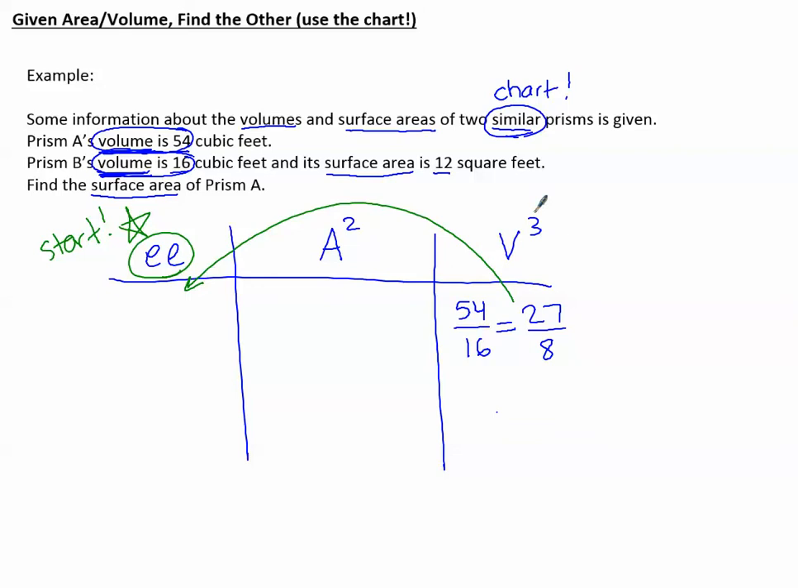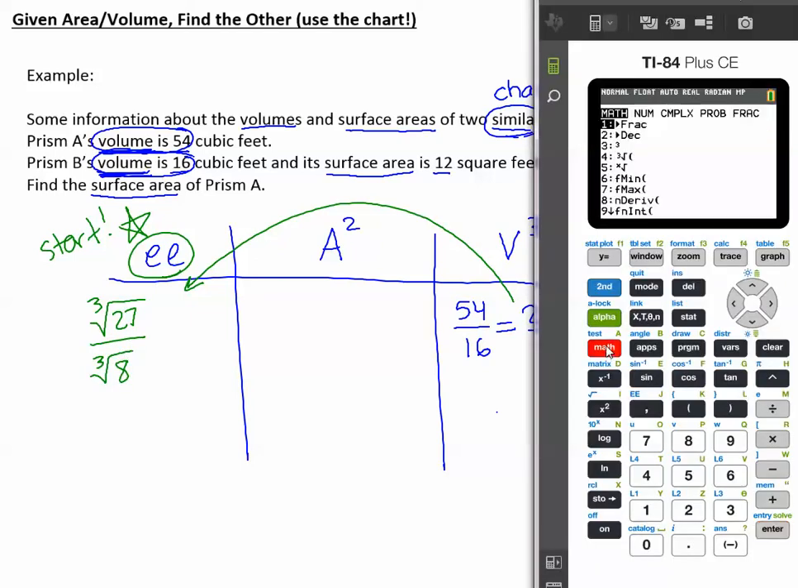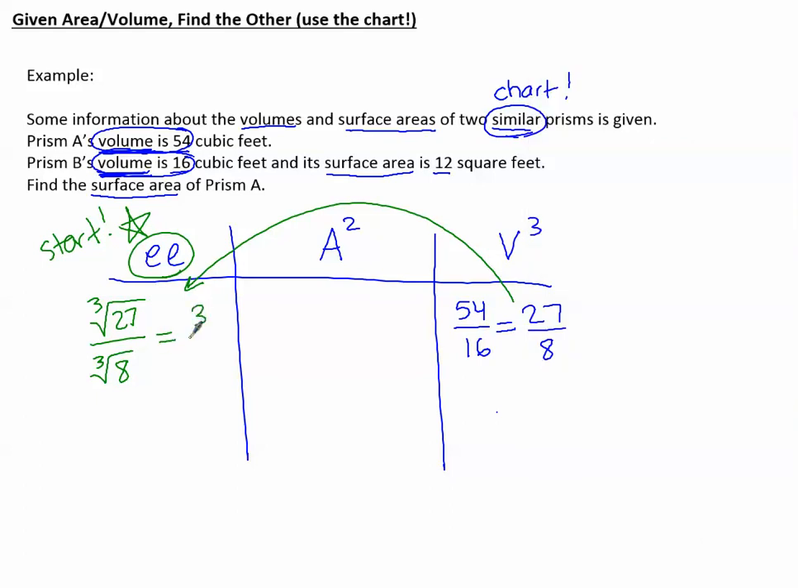How do I do that? Well, remember, this was cubed, so to undo it, I do the cube root. Cube root of 27 and cube root of 8. I can do that in my calculator if I need to. Cube root is in the math menu, choice 4. Oops, I didn't type anything in there. Let's try that again. Math, 4, and then 27. Cube root of 27 says 3. I also need the cube root of 8, and that says 2. So I know my ratio reduces to 3 over 2.